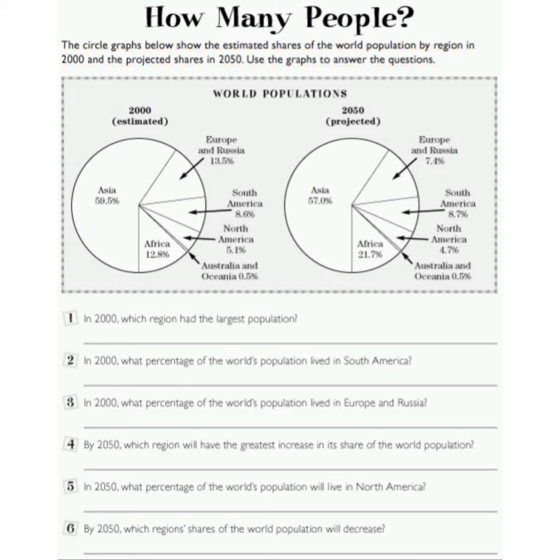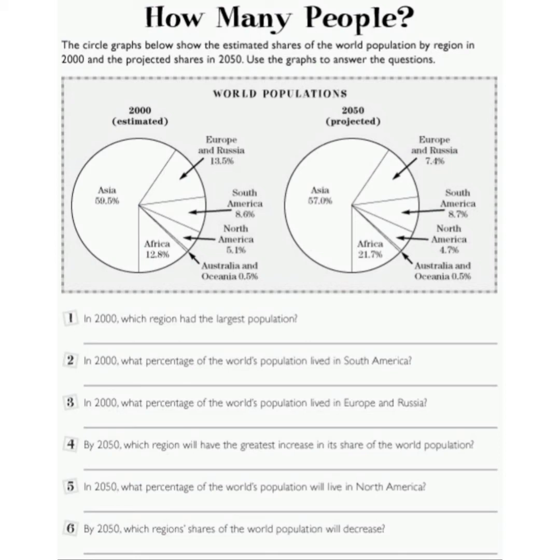So as I had said, we'll look at the circle graph on the left, which is 2000 estimated, and then we'll look at the circle graph on the right, 2050, which is projected. And then we'll look at the questions, and we'll answer in a complete sentence like we always do. So don't forget to put a capital at the beginning and a period at the end. And now let's look at number one.